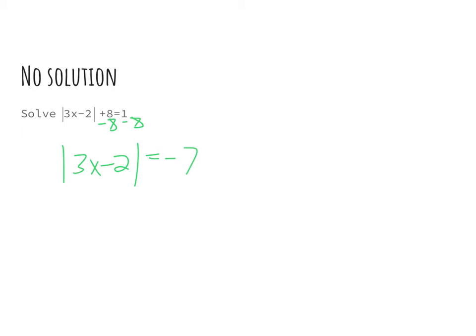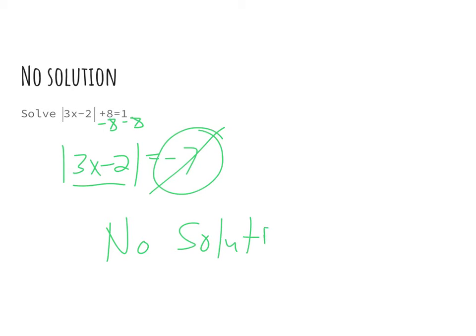Hopefully you notice why this doesn't have an answer. If you need a little hint, it's because of what absolute value does. Absolute value makes things positive. So if I take the absolute value of something in here, it is not possible to get a negative answer. I can't get a negative 7 by taking the absolute value of anything. So if we get the absolute value by itself on one side and the other side is a negative number, there would be no solution, because you can't get a negative out of an absolute value.